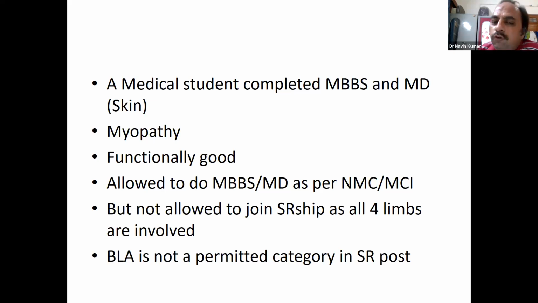But then he came to join for a senior residency. There are NMC guidelines, but for senior residency, as we found, all 4 limbs are involved, so he was not allowed. Why? Because both legs and arms is not a permitted category in the SR post. So this is like another, as Dr. Pabitra was saying, there are some lacunas.